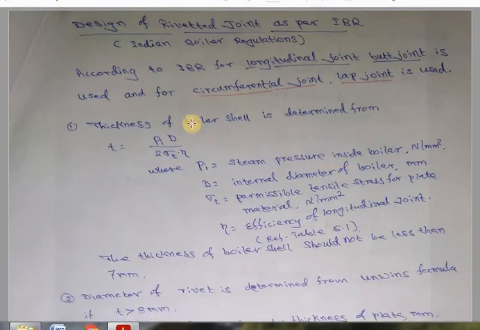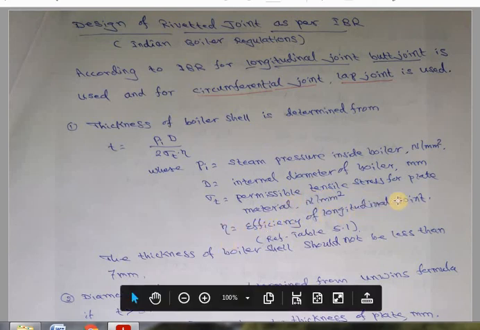Then in this case, the thickness of the boiler shell is determined from t = Pi d / (2 sigma t eta). This is from the thin cylinder which you have studied in mechanics of materials. That example is taken here. Here Pi stands for steam pressure inside the boiler, Newton per millimeter square. D is the internal diameter of the boiler, millimeter. Sigma t is the permissible tensile stress of the plate. Eta is the efficiency of the longitudinal joint.